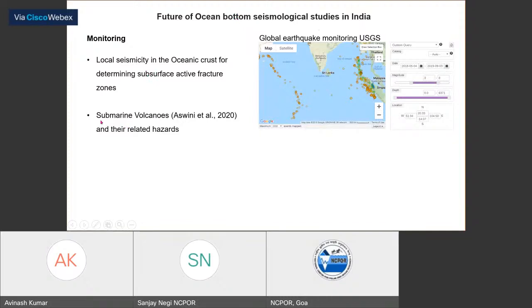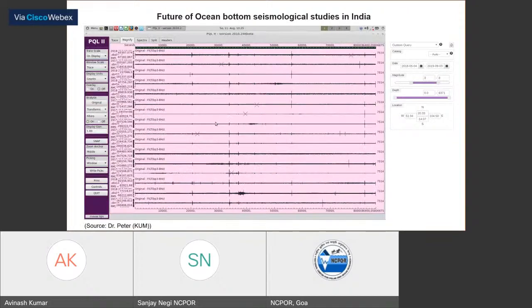Another very important thing we can highlight is that submarine volcano studies can also be undertaken, as recently done by one of the NIO research groups. The submarine volcanoes can also be monitored, and the related hazards in the oceans can be monitored by this. So this is one example which shows the local earthquakes in this region, and quite a lot in a single day. You can observe a lot of local seismicity.